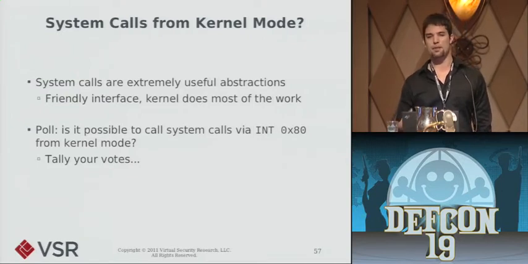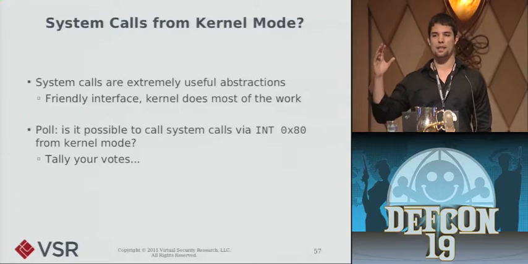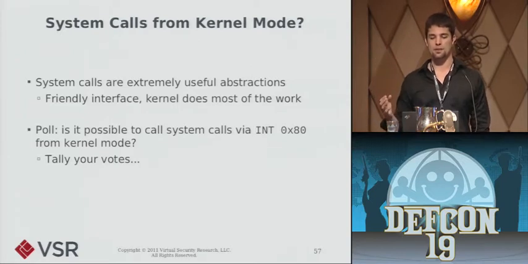I mean, logically, it doesn't really seem to make sense, because a system call is designed to be an interface that user applications can call to request services from the kernel. So what happens when you make a system call via int 80 from kernel mode? I'm just curious, how many of you, if you had to guess, would think that you could do this without a problem?